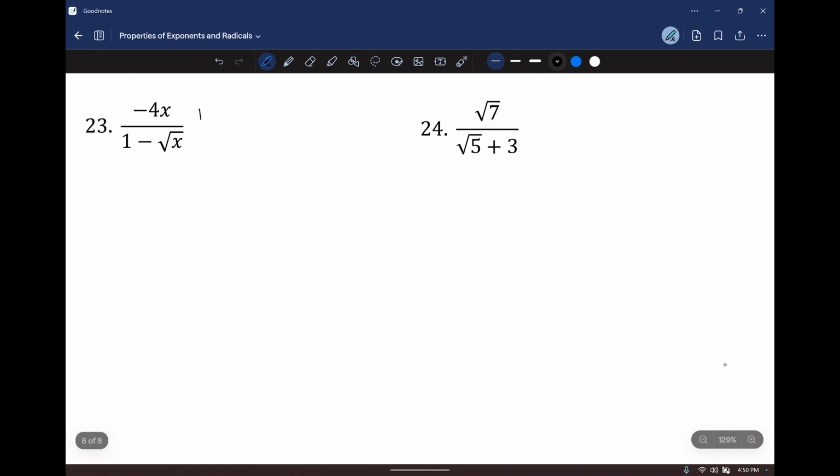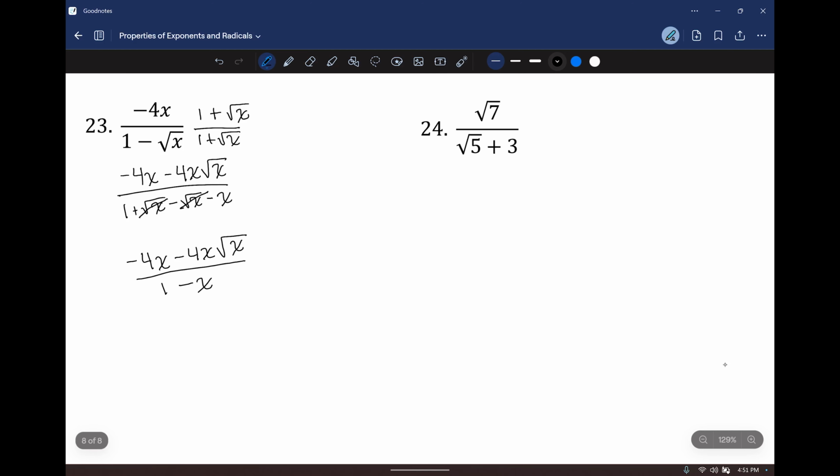23, the conjugate would be 1 plus the square root of x. So I have negative 4x times 1 is negative 4x. Negative 4x times the square root of x is negative 4x square roots of x. 1 times 1 is 1. 1 times square root of x is square root of x. Negative square root of x times 1 is negative square root of x. And negative square root of x times the positive square root of x would be negative x. The two middle and bottom cancel. There are no like terms on top. Nothing that needs to be simplified. On the bottom, we have 1 and negative x left over.